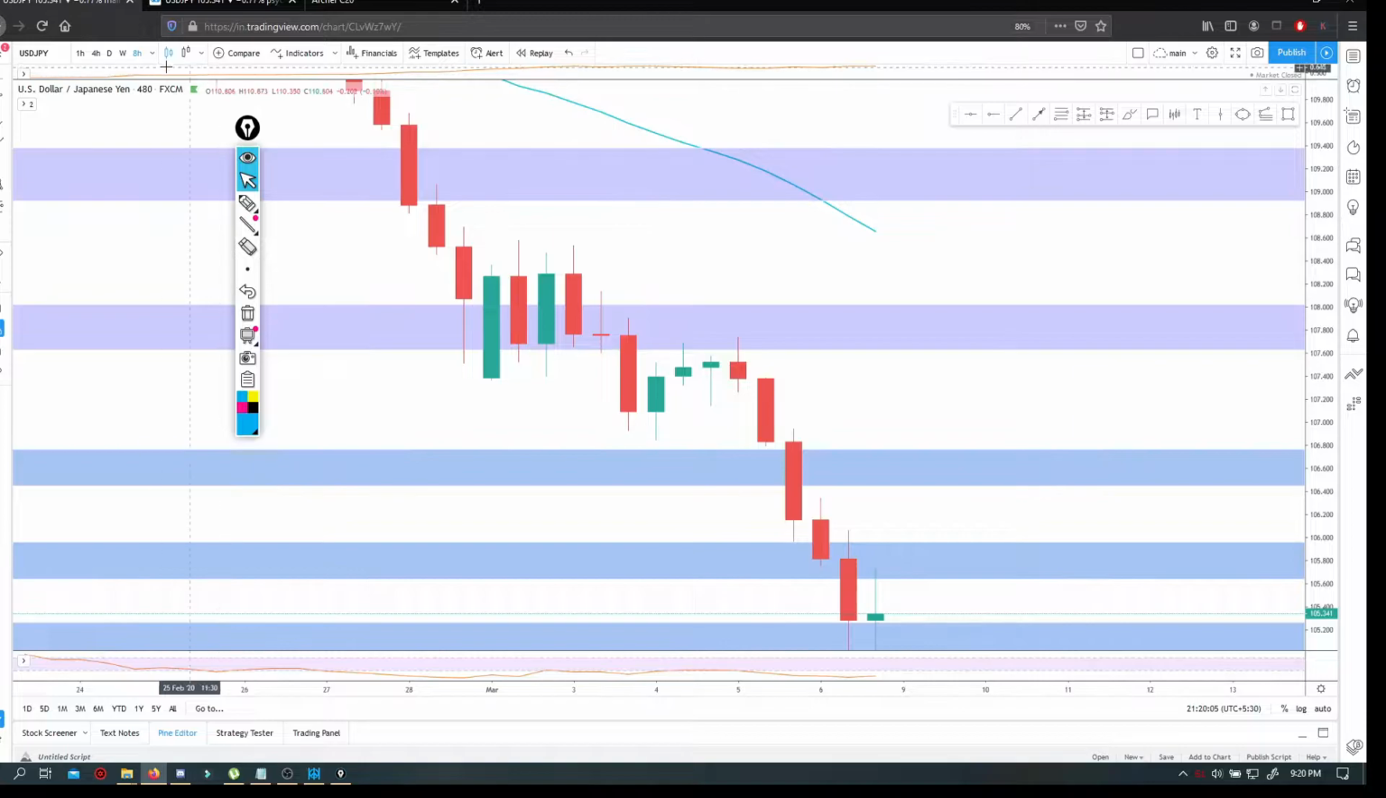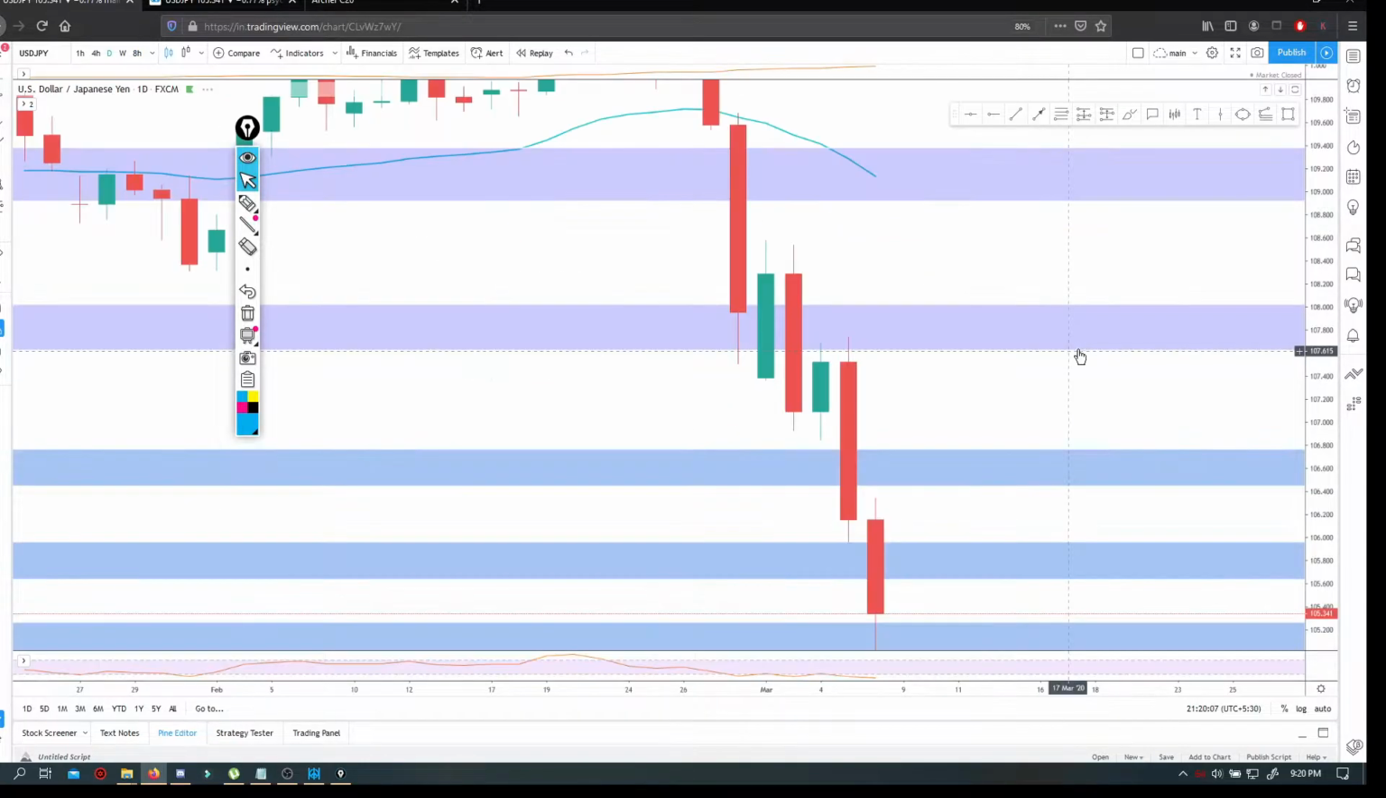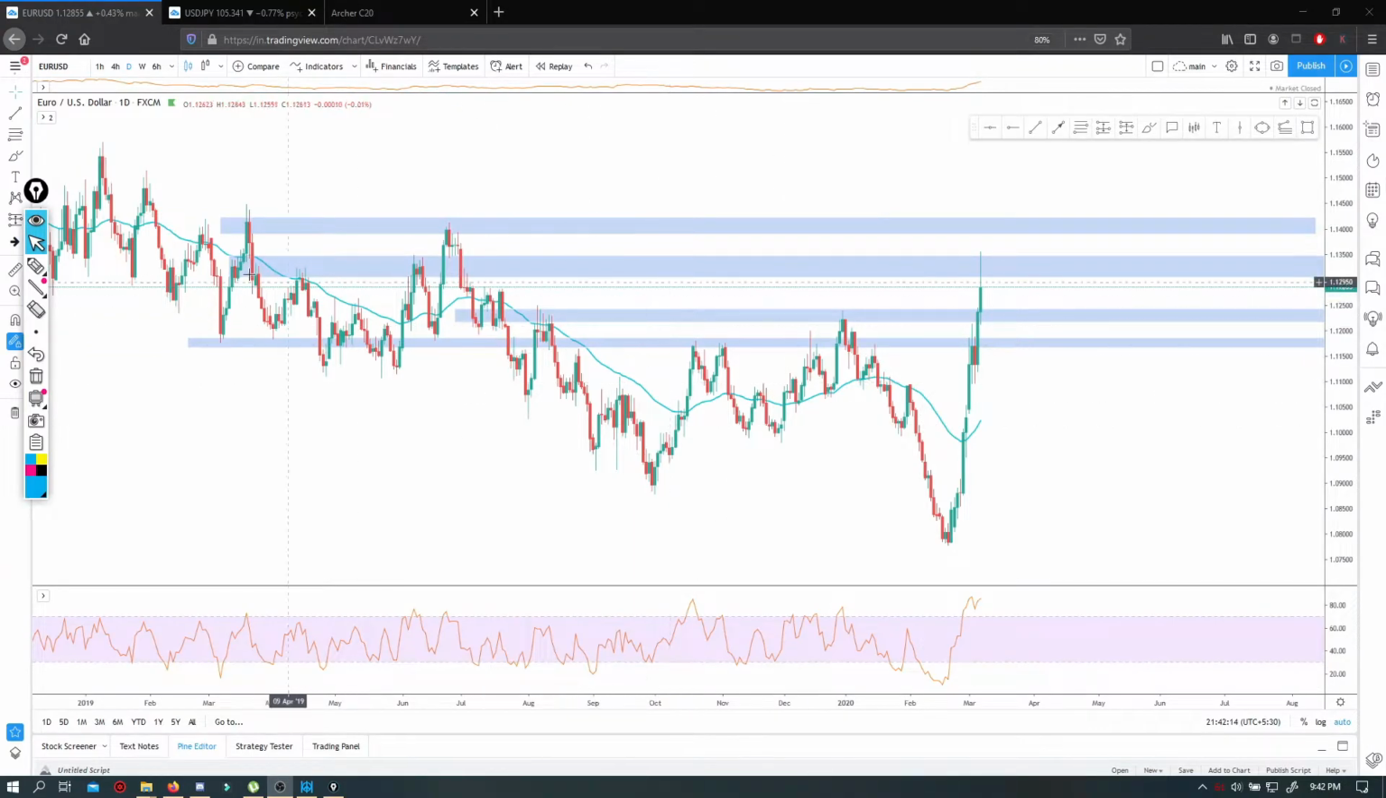So guys, this is for the USD JPY trade. Now I'm going to share my analysis on 5 major pairs. So without any delay, let's start our analysis for the next week. The first pair we're going to analyze is Euro USD.